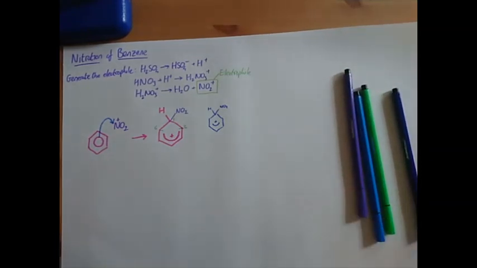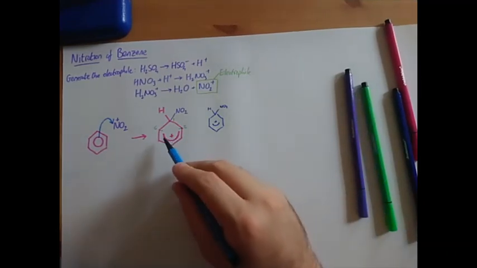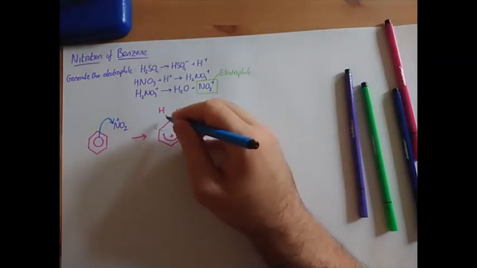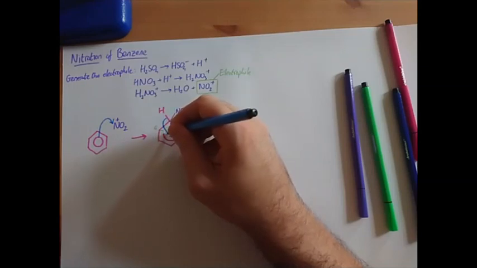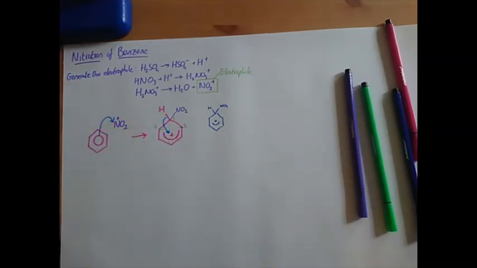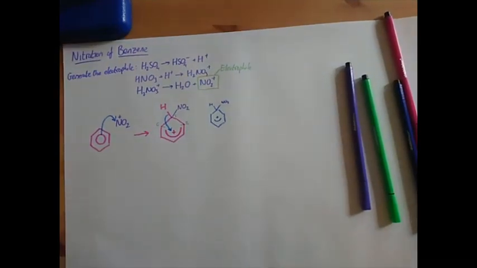So, next step of the mechanism. We want to reform the ring. We want to make this stable. It needs to get electrons from somewhere. And what's going to happen is this carbon-hydrogen bond is going to break, and the electrons from that bond are going to fall into the ring. And that means this hydrogen is going to go off and escape. Now, where is that hydrogen going to escape to?